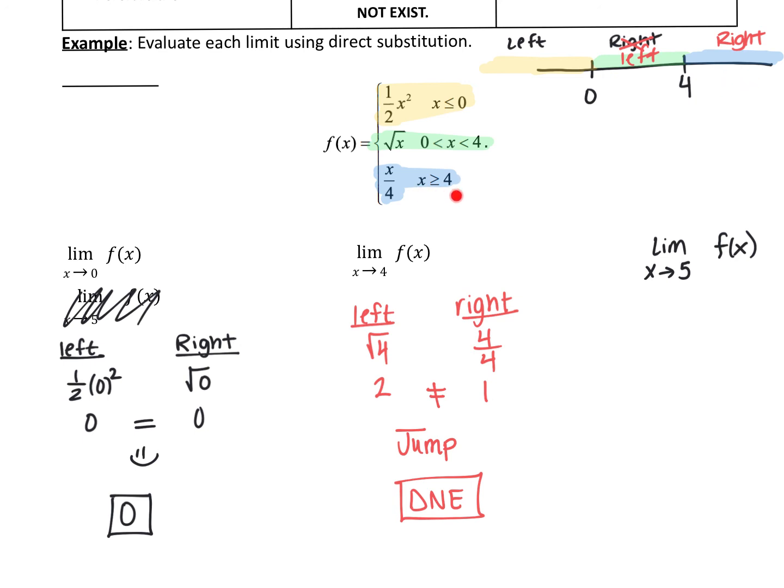So all we would have to do is plug it into this bottom function. No need to plug in left or right. It's not in an endpoint. So all we're going to do is do 5 over 4, which will be your answer of your y value. So 1 and 1/4, which is 1.25. And that is your final answer.